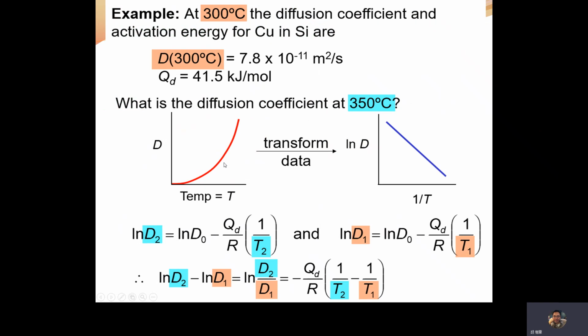So, to give you an example: at 300 Celsius, the diffusion coefficient and the activation energy for copper in silicon are D equals 7.8 times 10 to the minus 11 meter square per second, and the activation energy equals 41.5 kilojoules per mole. And what is the diffusion coefficient at 350 Celsius?